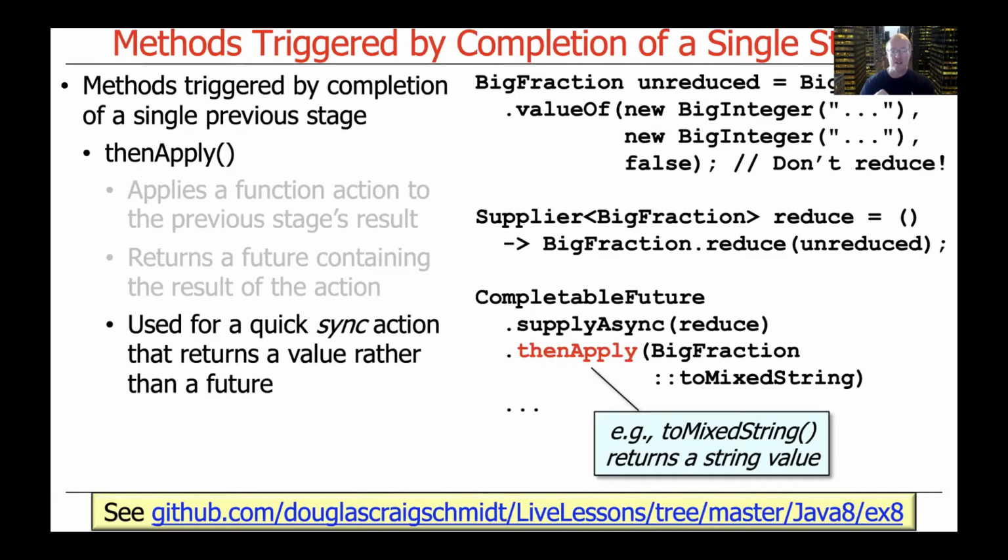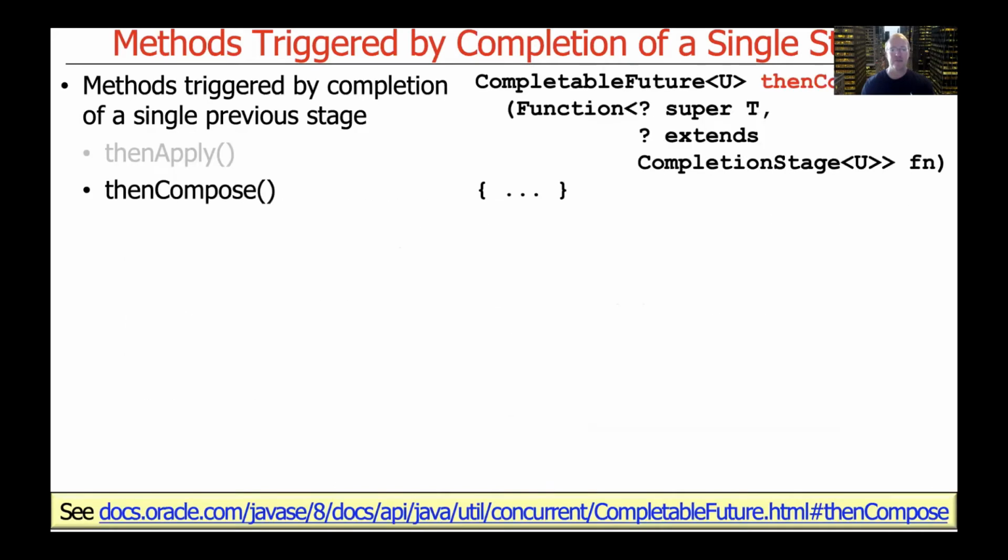So that is the then apply method. So the key thing to remember about then apply is it's really intended for quick synchronous actions that don't run in the background. This gets a little tricky when we talk about then apply async, which will run those actions in the background, but we'll come back to that in a second.